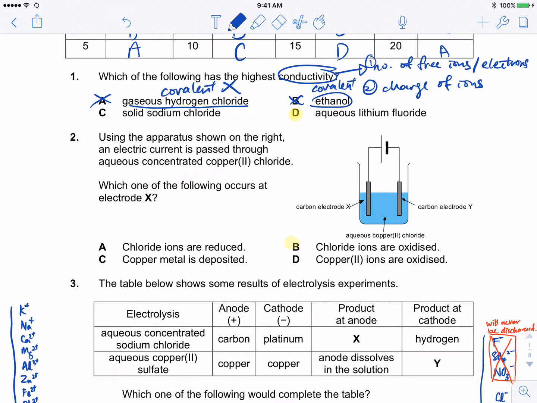C is solid sodium chloride. Since an ionic compound in the solid state cannot conduct electricity, it is also out. Therefore, we are only left with the last answer, aqueous lithium fluoride.